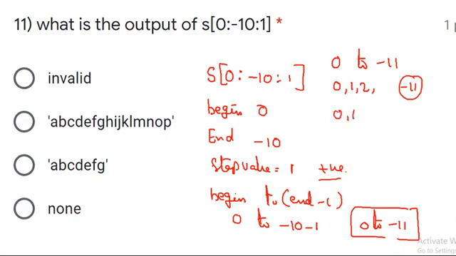So 0, 1, the next value is 2, the next index is 3, the next index is 4. Like this, you are incrementing the value of index by 1. So if you go like this, you will never reach the index minus 1 in the positive direction. That means in the forward direction. So what you will get? Ultimately you will get the answer as an empty string.